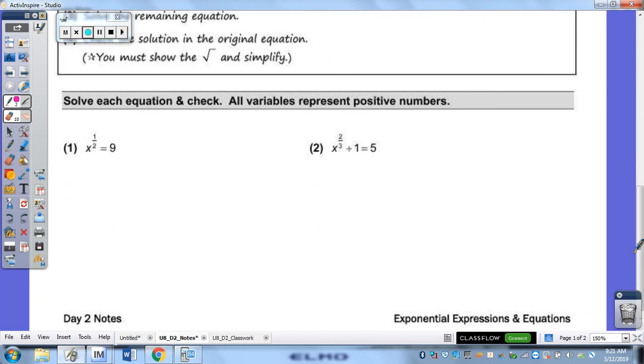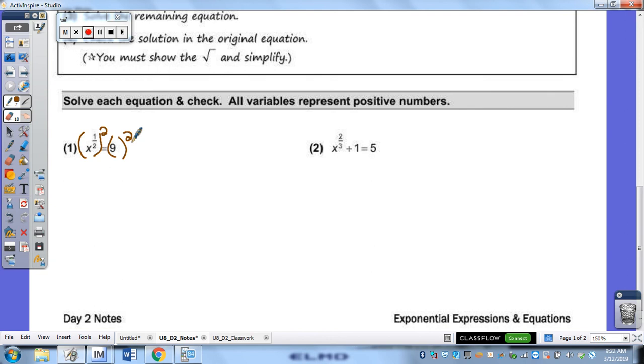So let's take a look at our first example here. We have x to the 1/2 equals 9. So my x is already isolated. That's already by itself, so we don't have to take care of that first step. But to get rid of that 1/2, I need to raise both sides of my equation to the reciprocal power. So the reciprocal of 1/2 would be 2 over 1. But again, we don't have to write the over 1, so we can just write it as 2.